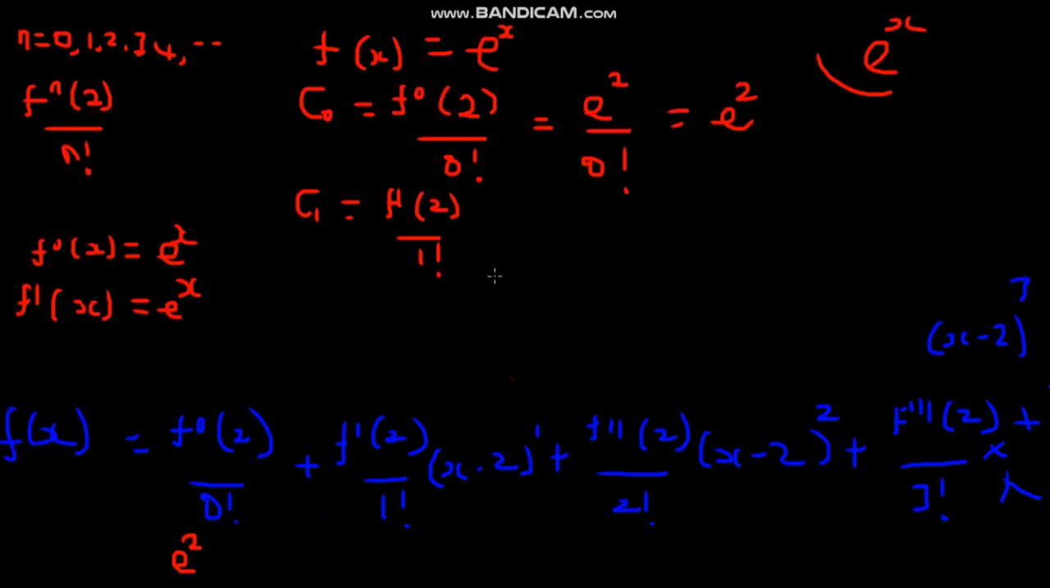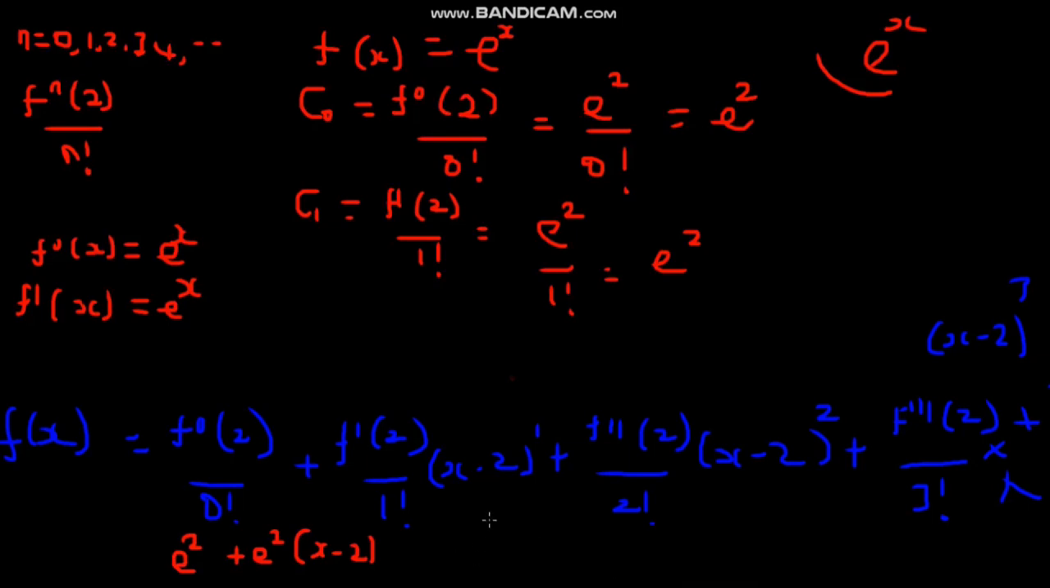Okay, so now since you know that, the second term would be what? e to the power 2 over 1 factorial, which will give us e to the power 2. So this will give me plus e to the power 2, multiplying (x minus 2) to the power 1.